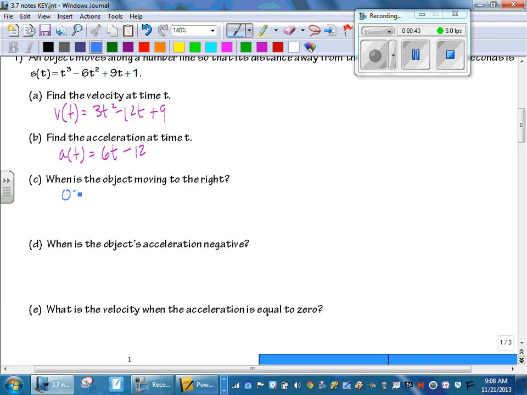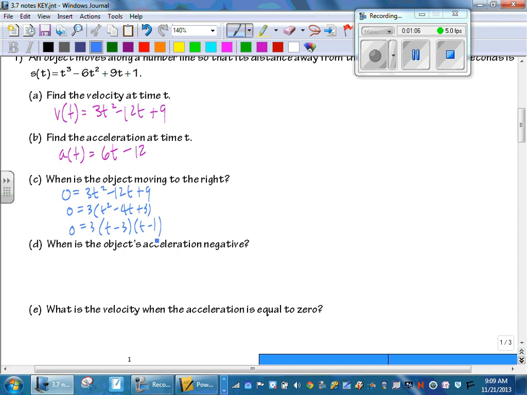So I'm going to figure out when is velocity 0. So I'm going to factor out a 3 first to make the trinomial a little bit easier to factor. We get t minus 3 times t minus 1.